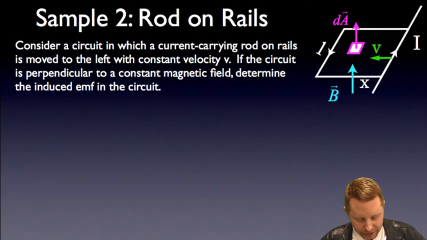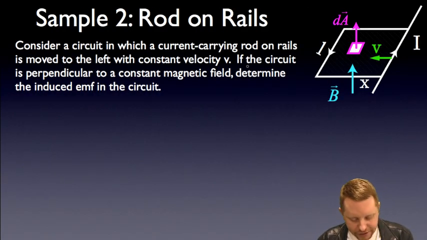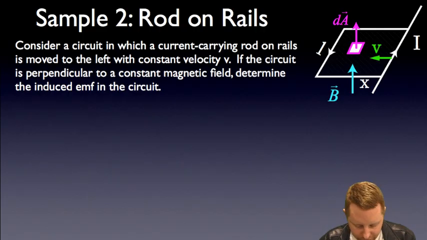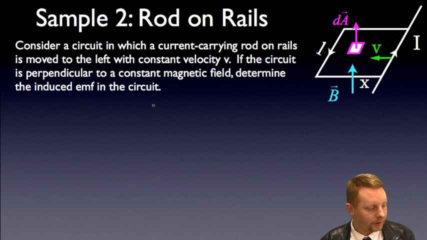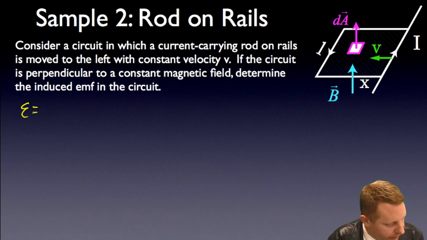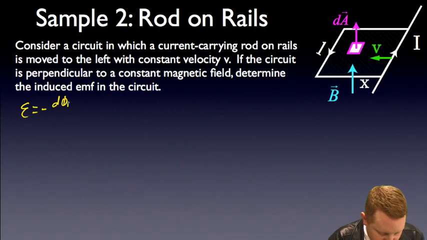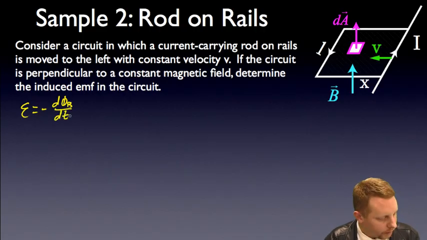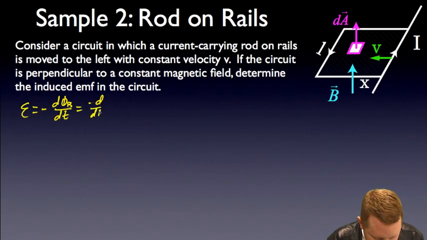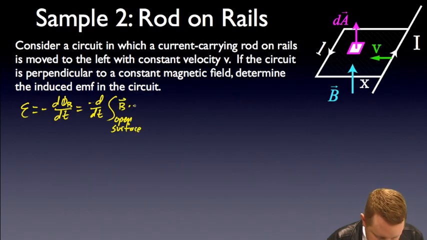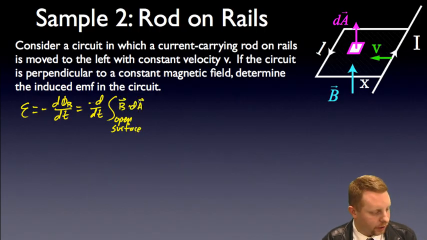Okay, let's take a look at one more example here. Consider a circuit in which a current carrying rod on rails is moved to the left with constant velocity v. If the circuit is perpendicular to a constant magnetic field, determine the induced EMF in the circuit. Well, we'll start again by realizing the induced EMF is equal to minus the time rate of change of the magnetic flux, which is the opposite of the time derivative of the integral over the open surface of B dot dA by Faraday's law.